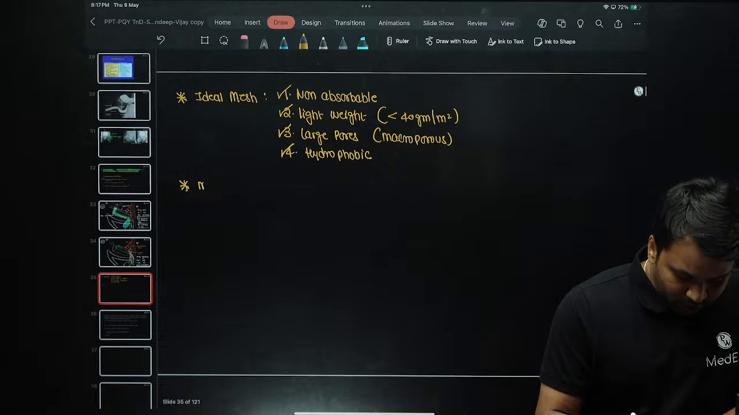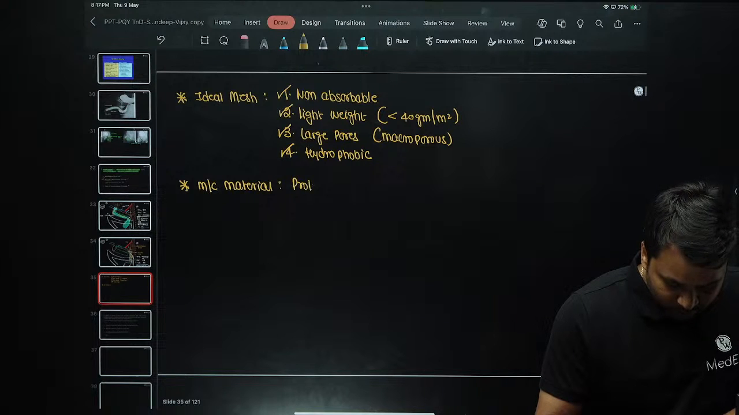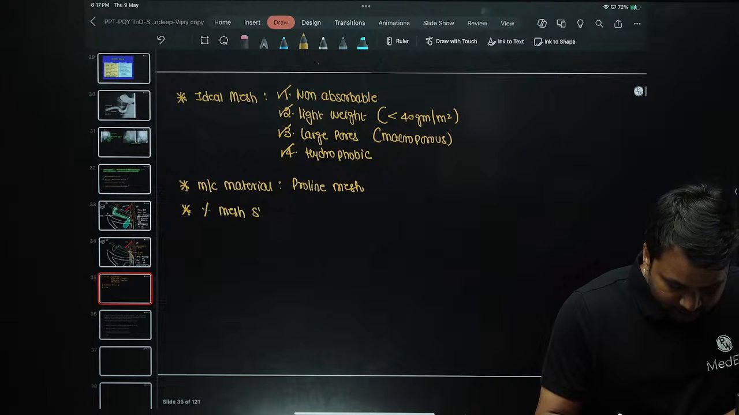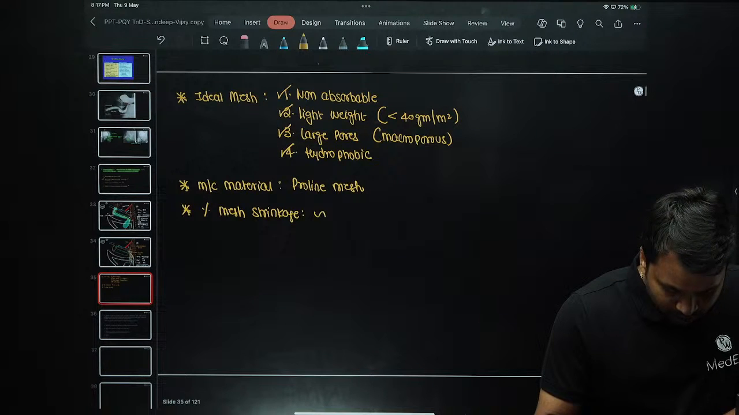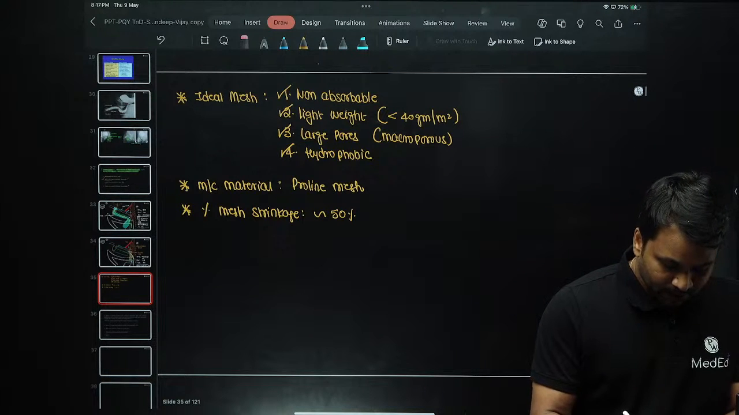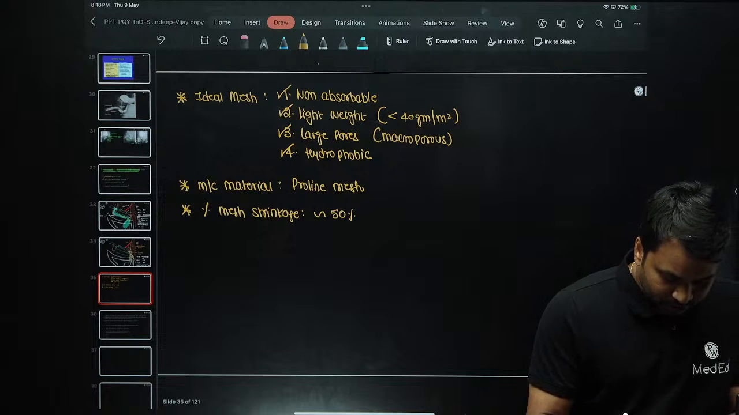Most commonly used material in hernia repair is going to be the Prolene mesh, right? How much percentage of mesh shrinkage is predicted? Remember, approximately 50% will be the mesh shrinkage. Now you have a classification which is called the European Hernia Society classification.